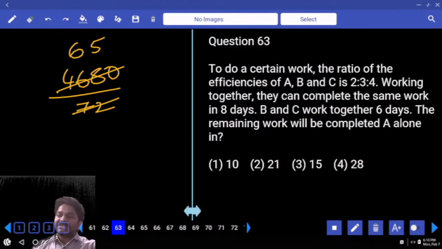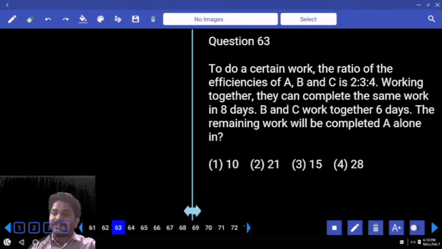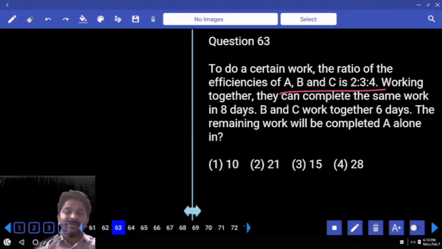To do a certain job, the ratio of efficiencies of A, B, C is 2:3:4. Working together, they complete the same work in 8 days. So A, B, C all together will do how many units of work? 2 parts, 3 parts, 4 parts, all together 9 parts. That is 8 into 9 parts, this is the total work.